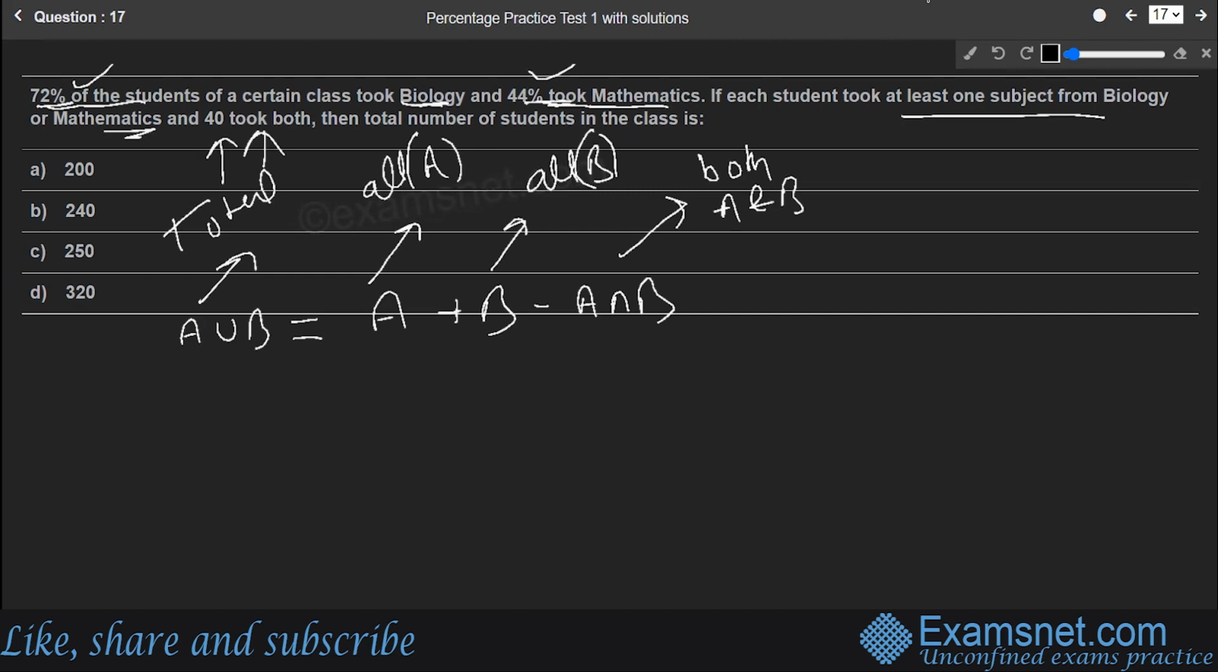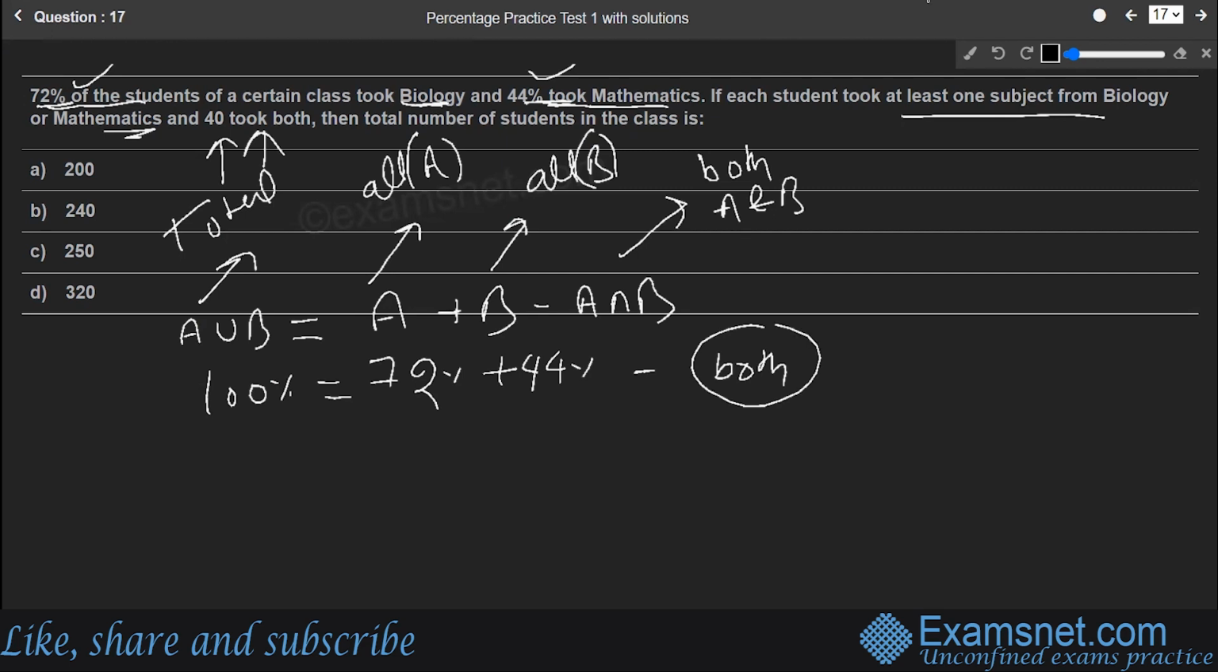Okay, so let us start doing it in terms of percentage. Total percentage is always taken as 100. So this is 100% is equal to all A. Let us assign A as biology. So what percent of the people have taken biology is 72%, plus what percent of the people have taken mathematics, so it's 44%, minus A intersection B. So let us assume that as both only. Let us not write the value, because we don't have the percentage value of both. We have the number value of both.